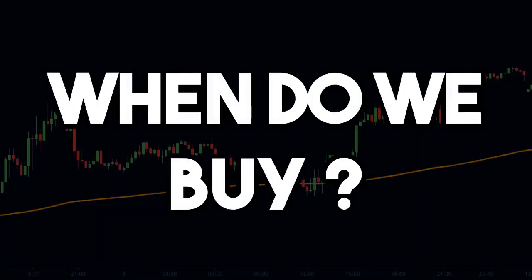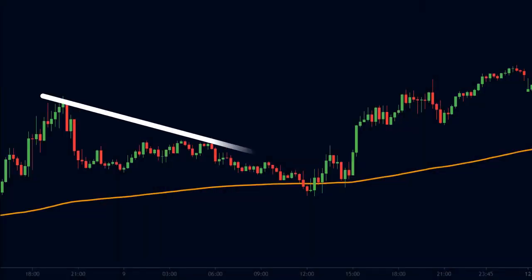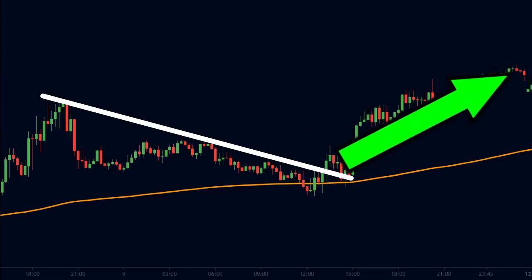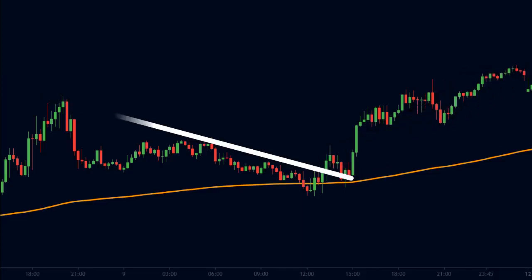But when do we buy? For that, we will create a short-term trend line on the pullback. Now, we will wait for the price to break out of this trend line. The breakout happens here. So we buy here. And as you can see, the price made a strong up move after our entry.